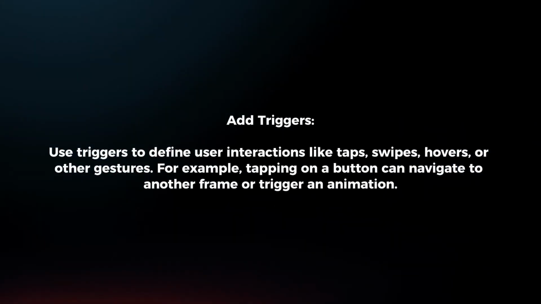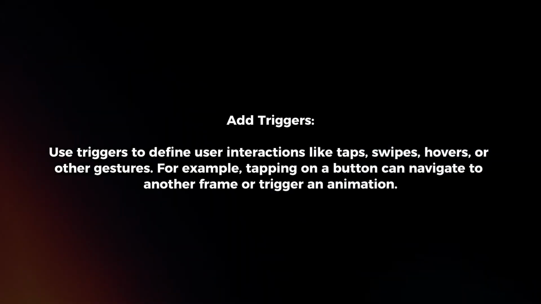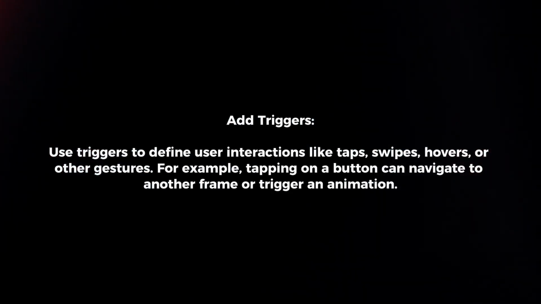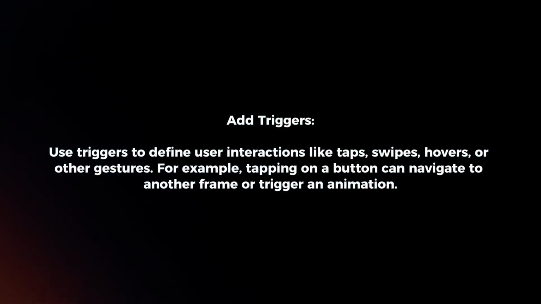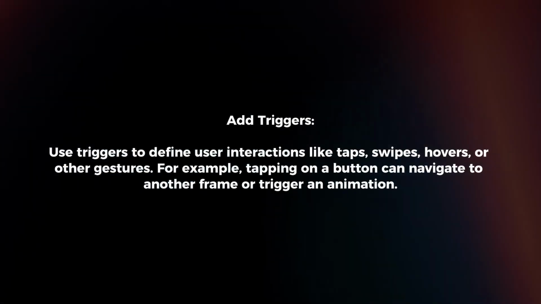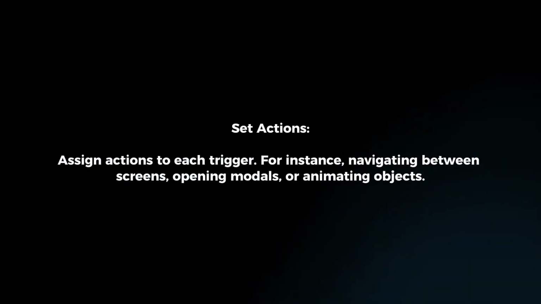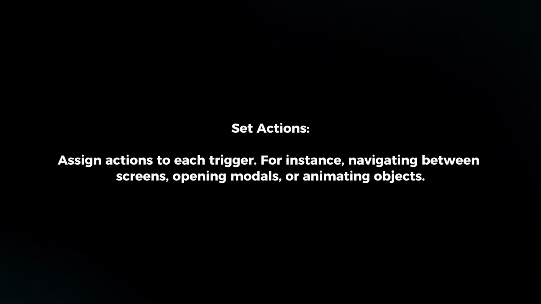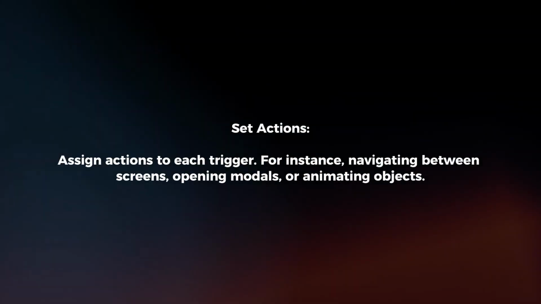Add triggers. Use triggers to define user interactions like taps, swipes, hovers, or other gestures. For example, tapping on a button can navigate to another frame or trigger an animation. Set actions. Assign actions to each trigger. For instance, navigating between screens, opening modals, or animating objects.